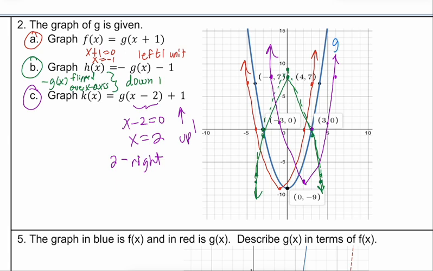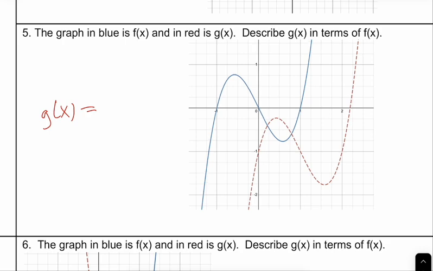It's got to look better than my mess, but now let's take a look at number 5. It says the graph in blue is f of x. The graph in red is g of x. Describe g of x in terms of f of x. So I want g of x to equal some version of f of x. So let's go ahead and mark out some really nice points on this function. Those 5 points are really nice points there.